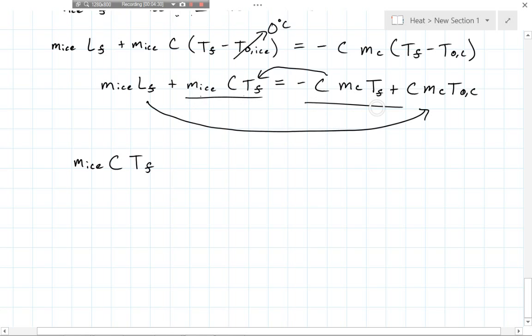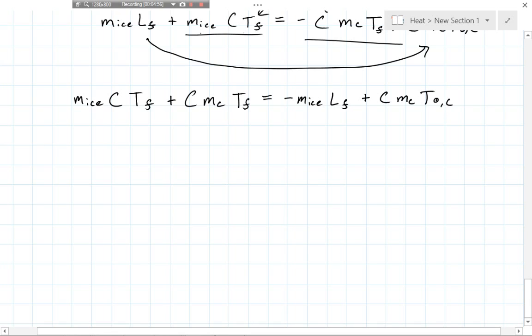I'm going to add this over to the left side. So I'm going to have plus the specific heat times the mass of the coffee times the final temperature of the coffee. And this has to equal, so I'm subtracting this over to this side. So I'm going to have minus the mass of the ice times the latent heat of fusion plus the specific heat times the mass of the coffee times the initial temperature of the coffee.